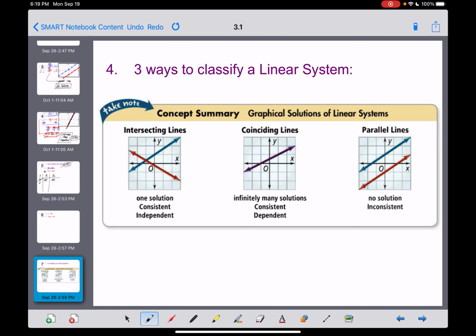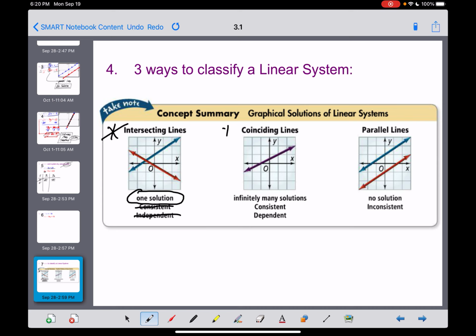But this is just a nice visual here that summarizes what we just discussed earlier. Our first example was this one right here, where we had two lines that were intersecting. When the two lines cross, that's when you have one solution. We're not really going to worry about these words here, guys. That's a consistent and independent system. We're not too worried about that.